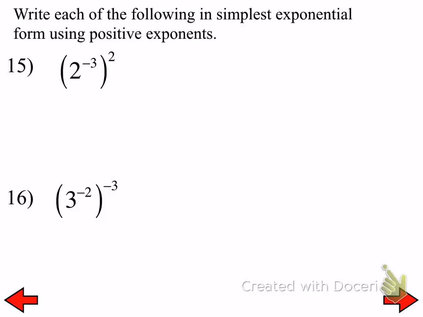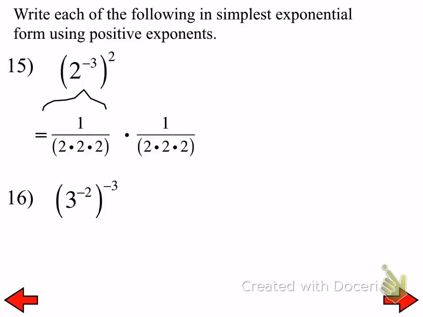For number 15, I see that I have a negative exponent, which tells me to find the reciprocal. So right away, I'm going to get rid of that negative exponent by finding the reciprocal. Inside my parentheses, I now have 1 over 2 times 2 times 2. And I know that I have 2 of those. You're writing this down. I have 2 of them because my exponent outside my parentheses is a 2. So I have 2 of those.